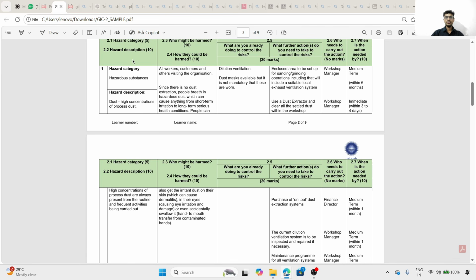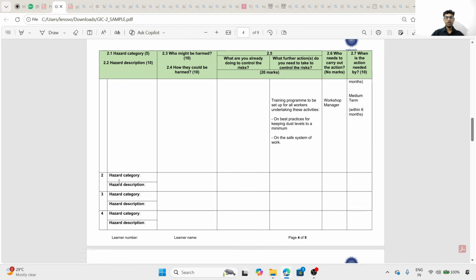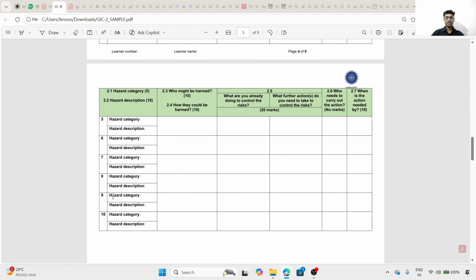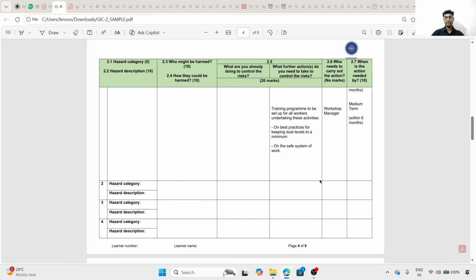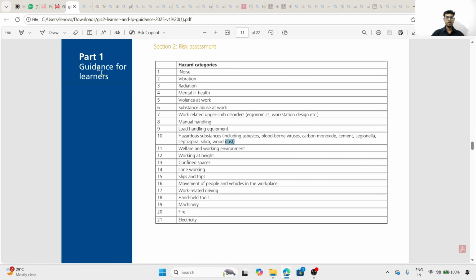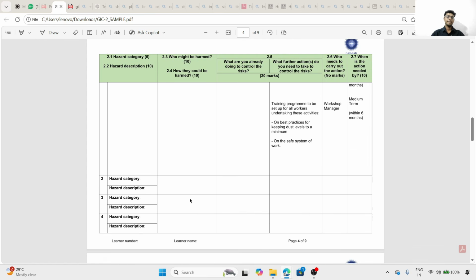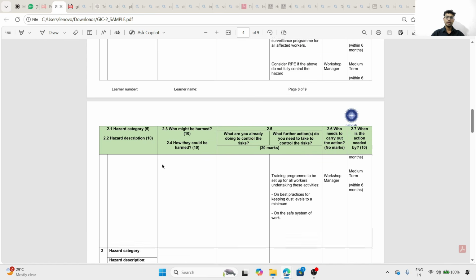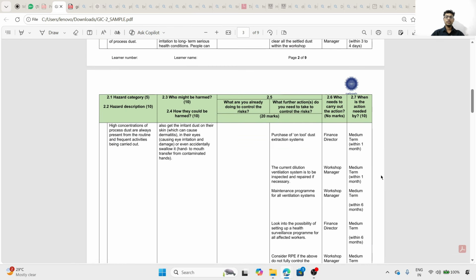So this was about the hazardous substance of dust. So for one it has been mentioned over here. So there are like 2, 3, 4, 5, 6, 7, 8, 9, 10. Like this, 10 hazards you should prepare. There are all these points when you can see over here, like 1 to 21. You shall find all these hazards in the particular workplace you select, and you should write on that. So this one thing you can refer. This document shall be forwarded to you. So you can refer to this and do it.